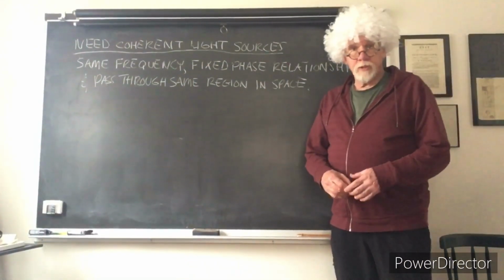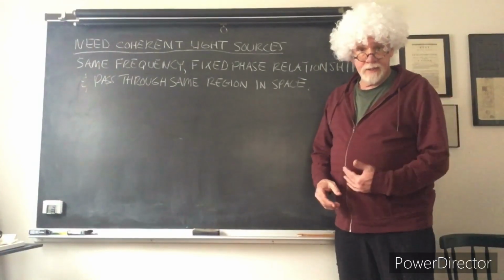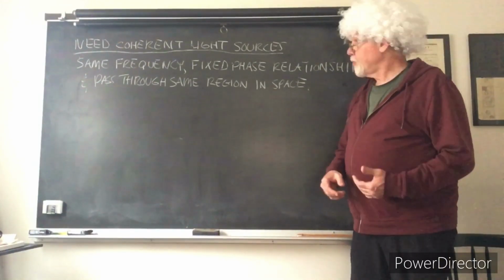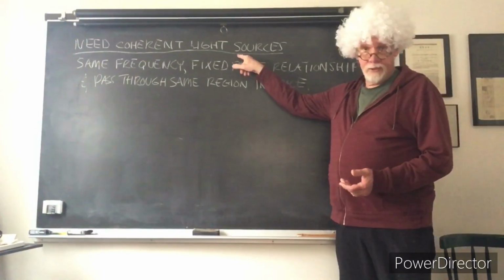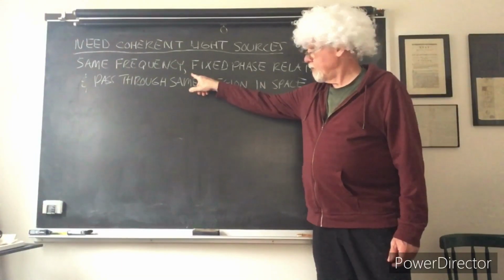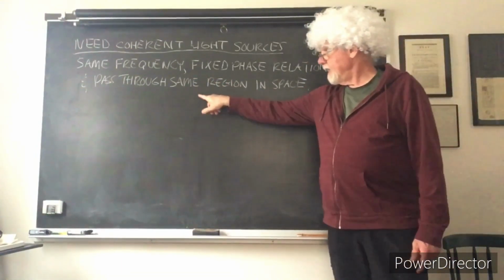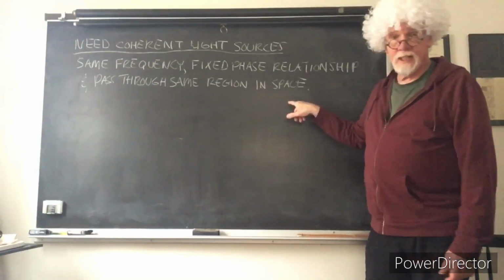Okay, in order for us to create interference patterns that we can see when light is diffracted through a single slit, our light sources need to be coherent. And what that means is the light sources have to have the same frequency, have a fixed phase relationship, and pass through the same region in space.